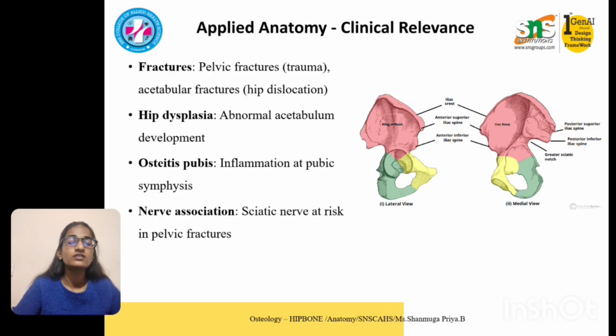Osteitis pubis is inflammation at the pubic symphysis, common in athletes. Also, the sciatic nerve is at risk during pelvic fractures, potentially causing pain or paralysis.